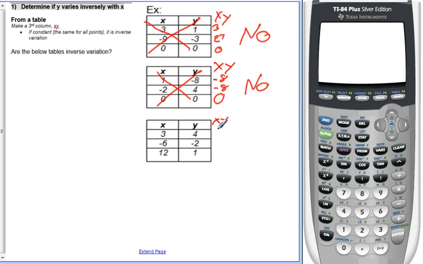Our third table, we have x times y again. So 3 times 4 is 12. Negative 6 times negative 2 is 12. And 12 times 1 is 12. So yes, this third table is inverse variation, and that's because I multiplied x times y, and I got the same value for every single pair of points, every single set of points.